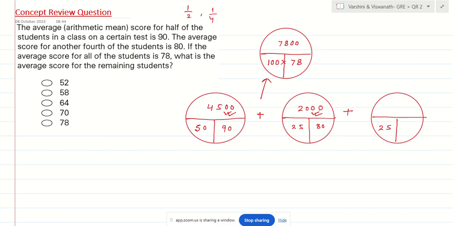6,500. So what is remaining? Remaining out of this is 1,300. And that's all. Divided by 25, I'll get the average score. What should it be? 52. That is much easier in the calculation, no?